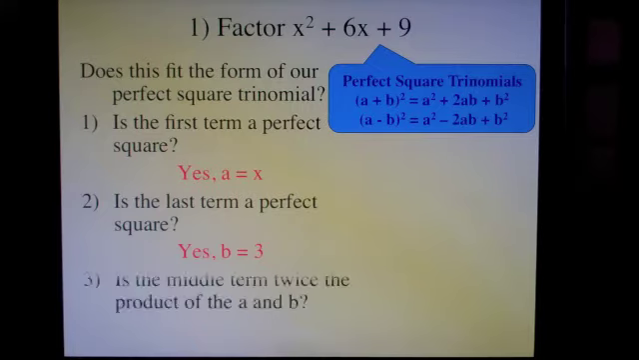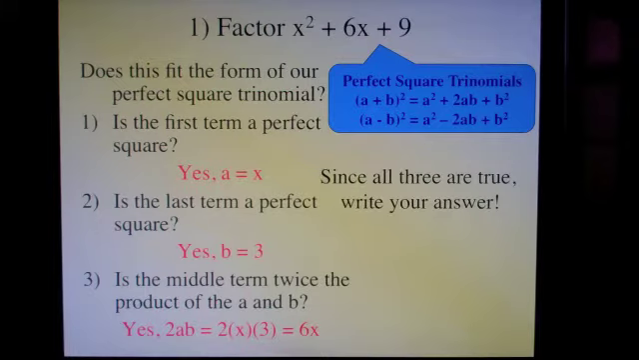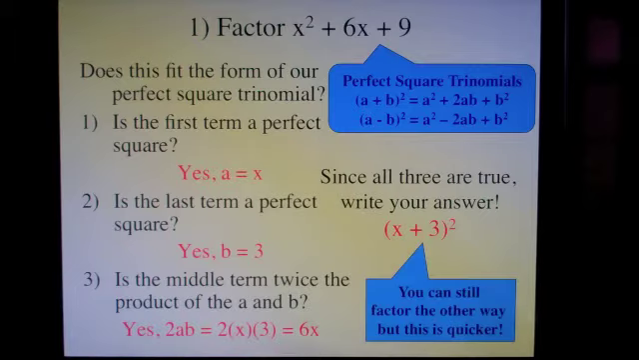And then finally, the middle term, 6x, is the middle term twice the product of AB? Well, A is x and B is 3, and twice that is 6x. So the answer to that question is yes as well. So we can write our answer using the a plus b squared formula and get x plus 3 squared. You can factor it any other way, but look how quick this one was.